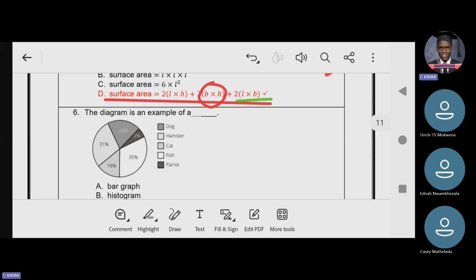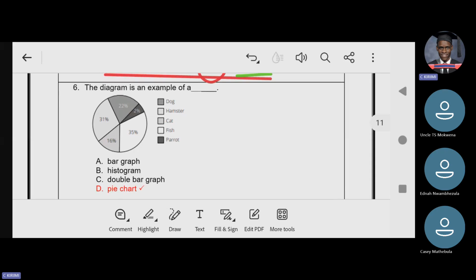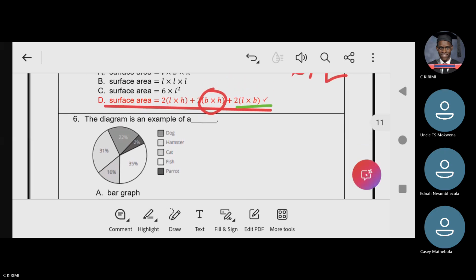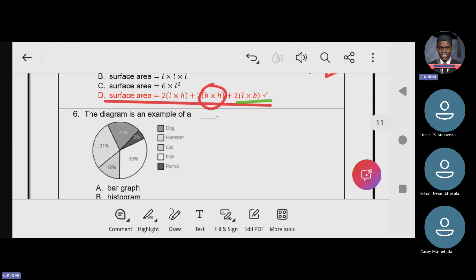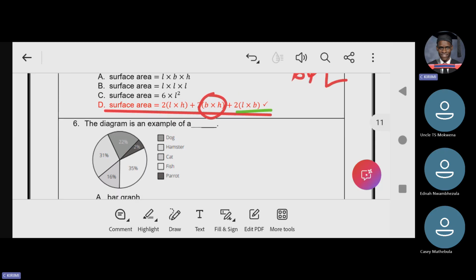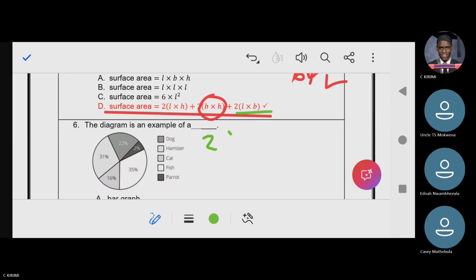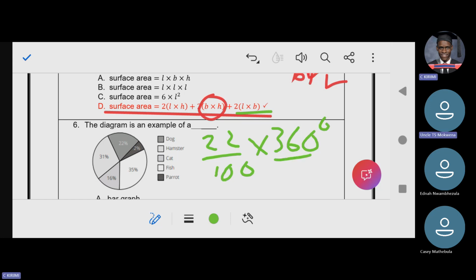The diagram is an example of a what? What is this type of graph? Pie chart. The pie chart. We did this. And I told you when you're measuring, that's when you say that percentage, if you want to see how many degrees, you take 22%. 22% means 1200 times, always times 360 degrees. Then you get this piece, how many degrees, if they want to ask.